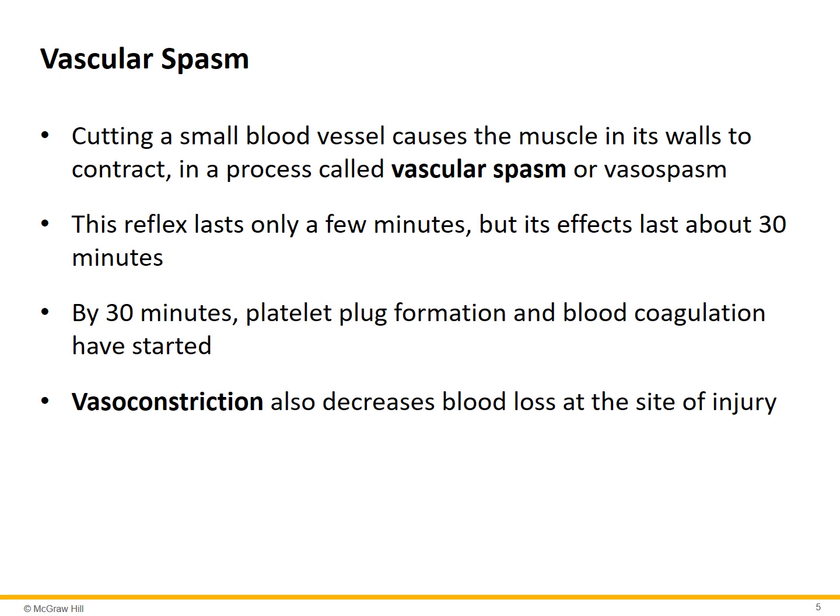All right, so this is what happens initially. You have a vascular spasm. So you have a cut, you injure a small blood vessel, and this injury causes the walls of the blood vessel to contract, and this is called a vascular spasm or vasospasm. So this is intended to immediately start to restrict blood loss. It's a reflex initiated by pain receptors detecting an injury.